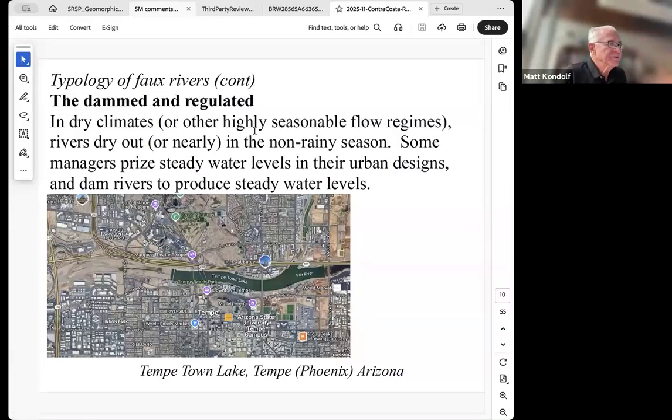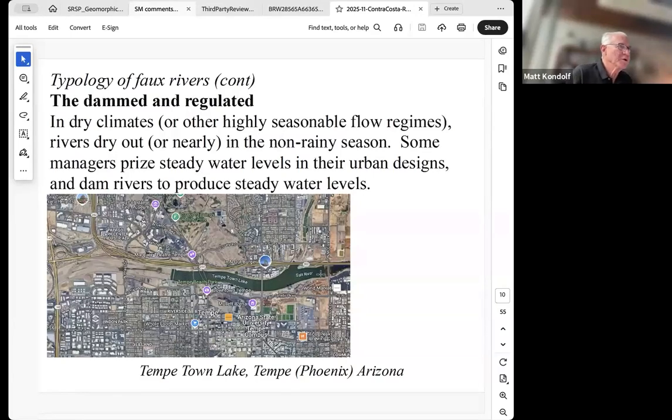This is in Phoenix and Tempe, and this is Tempe Town Lake. So this is the Salt River, which normally flows like this when it flows, and so there's the dam built here that impounds this.